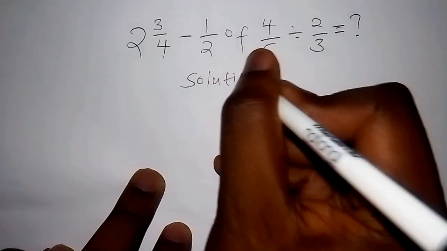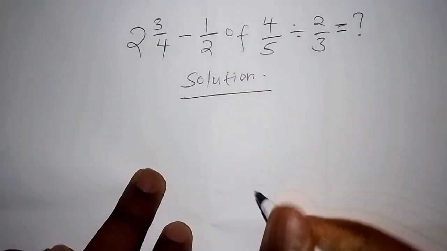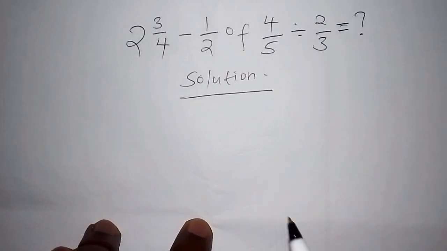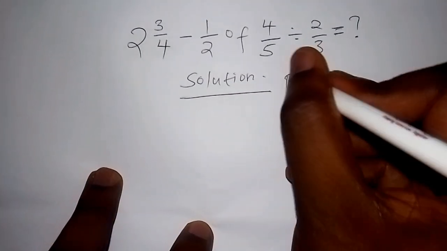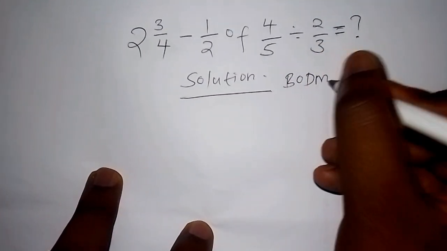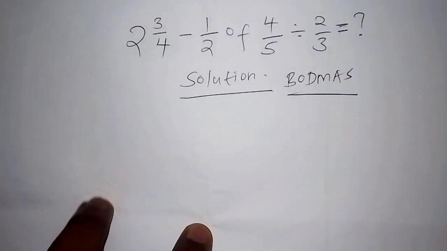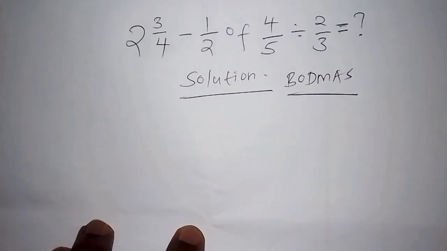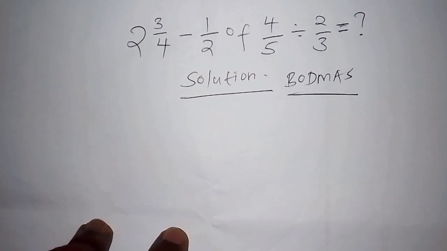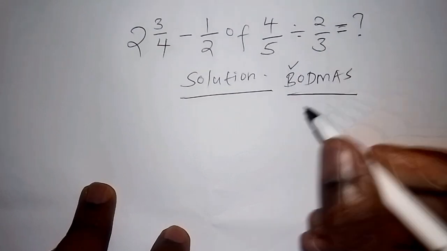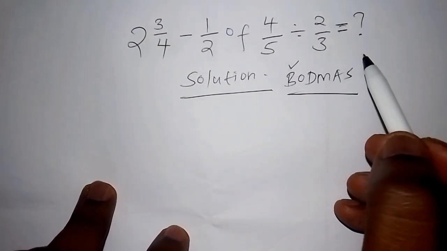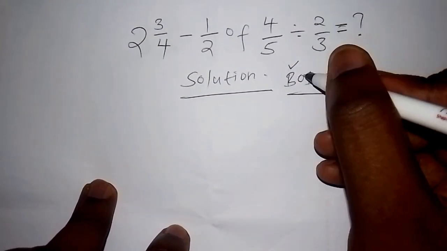I want us to work it out within the shortest time possible. The first thing that you need to do: there is this thing that is called PEMDAS or BODMAS. Allow me to use BODMAS. It is that thing that will allow us to work out the order of operations within the shortest time possible. Now, when we have this BODMAS, B stands for bracket. When we check our operations, there is no bracket. So now we move to the next one.